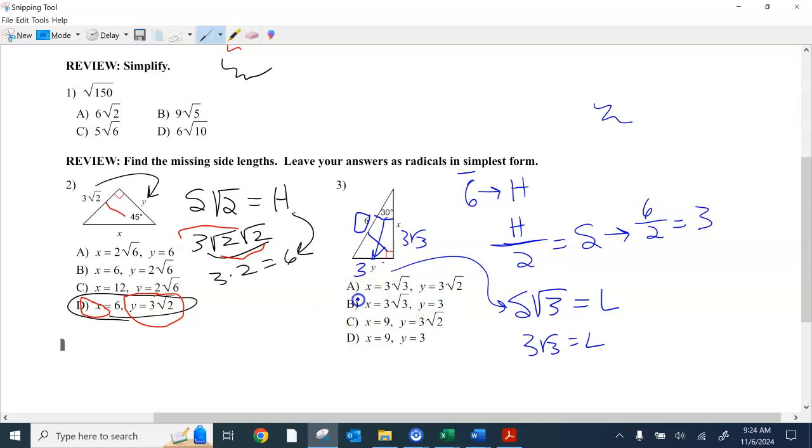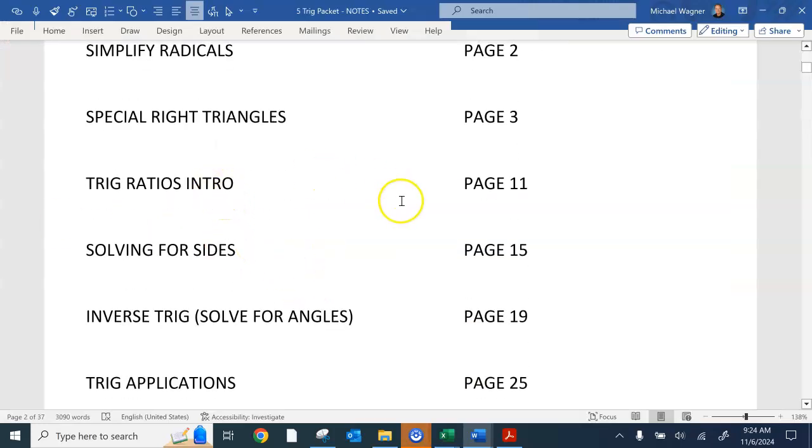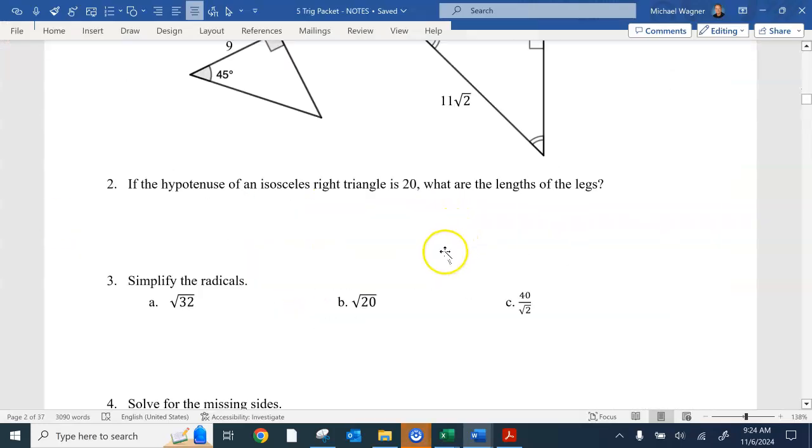Okay, so there you go. All right, guys, so that's the review for the day. Now, what are we going to do when we learn about trig ratios? Why are we learning about something called trig ratios? So let's go to page 11 and see what's going on.